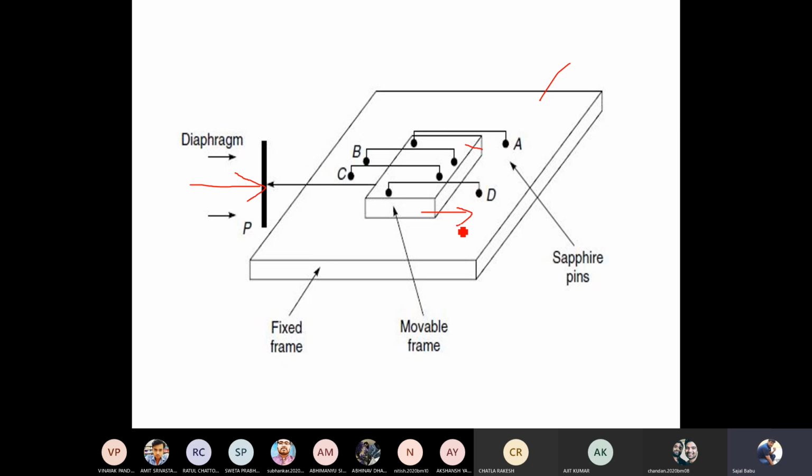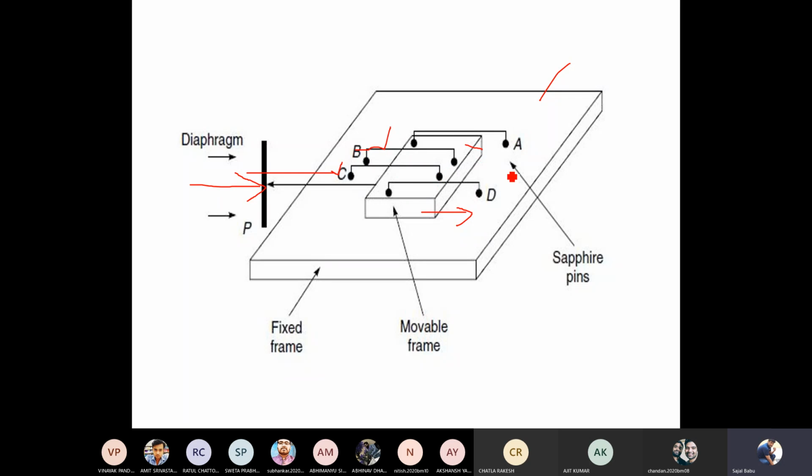So whenever this mobile frame moves in this direction, the length changes, because you can clearly see here one end of B is connected to the fixed frame and the other end is connected to the mobile frame. Similarly, one end of C is connected to the fixed frame and the other is connected to the mobile frame, right? And similarly with A and D. Whenever my mobile frame moves in this direction, since one end of C is connected to the mobile frame, this will pull this wire, right? So the length of C will get elongated and the length of B also will get elongated, right?